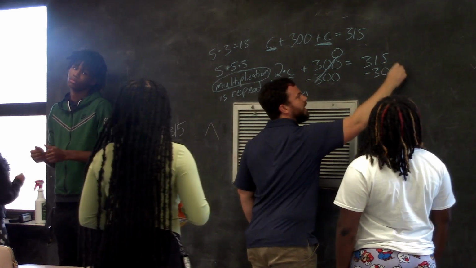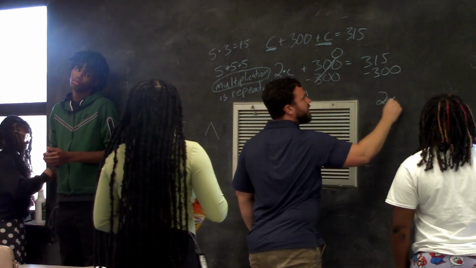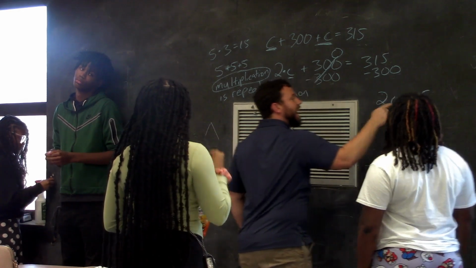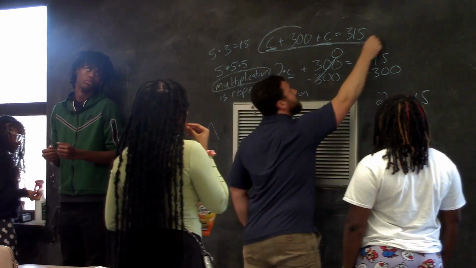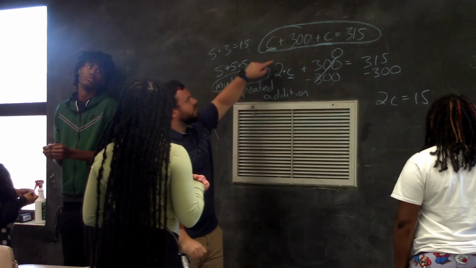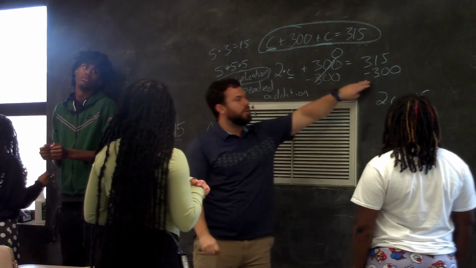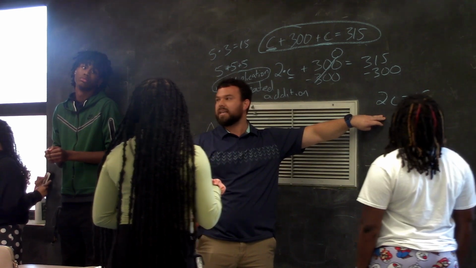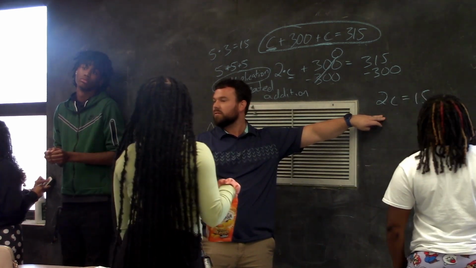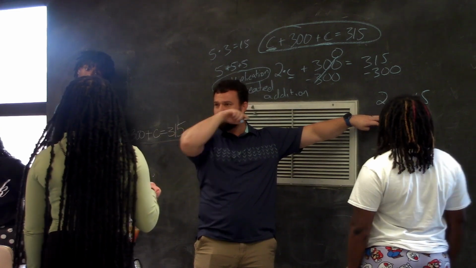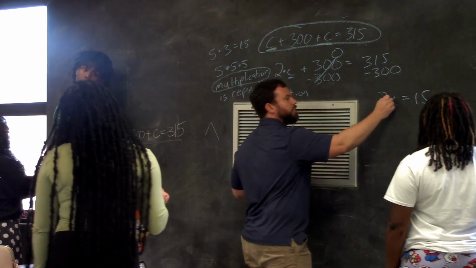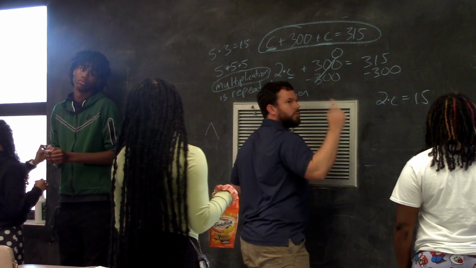Now I got to point this out. Okay, I've got 2C equals 15. Does that look like what we started with? No, but because I simplified and I used a property of equality, it looks very different, but is that easier to know what C is? You gotta divide it now. I could divide it, right? Because there's multiplication. The inverse of that multiplication is division.